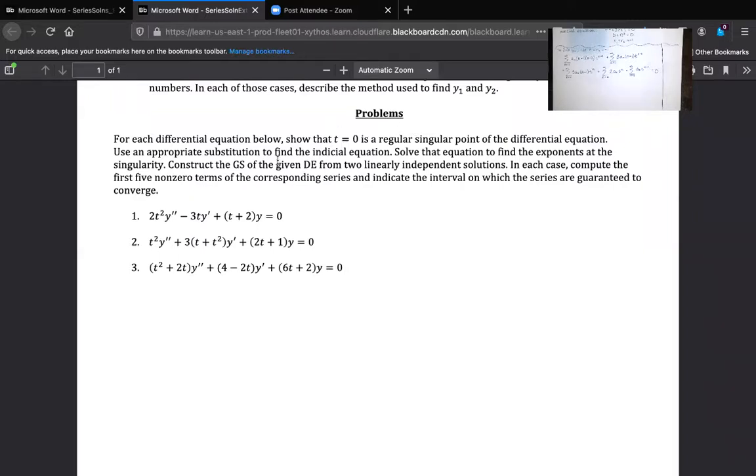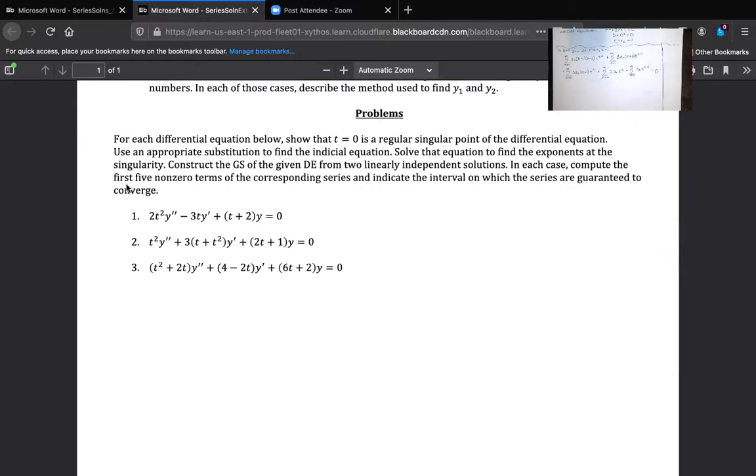Now, remember what you were asked. Here's your problem statement. It says, solve that equation to find the exponents at the singularity, referring to the indicial equation, then construct the general solution of the given differential equation from 2 linearly independent solutions. In each case, compute the first 5 non-zero terms of the corresponding series and indicate the interval in which the series are guaranteed to converge. I'm not going to worry about the interval of existence. I'll let you read the notes for that.